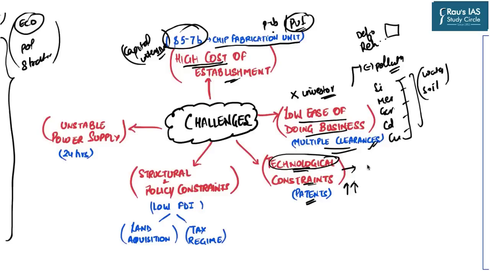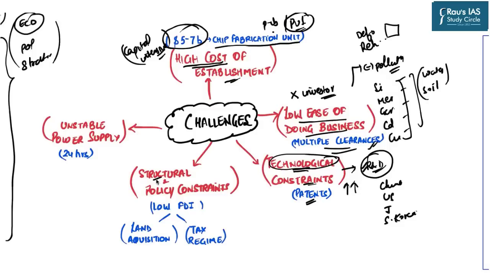Also, India's investment in research and development is far below the countries like China, US, Japan, South Korea, etc. So on one hand, we are not investing in R&D. On the other hand, when we are going to take permissions from the patent holders, our cost is increasing.